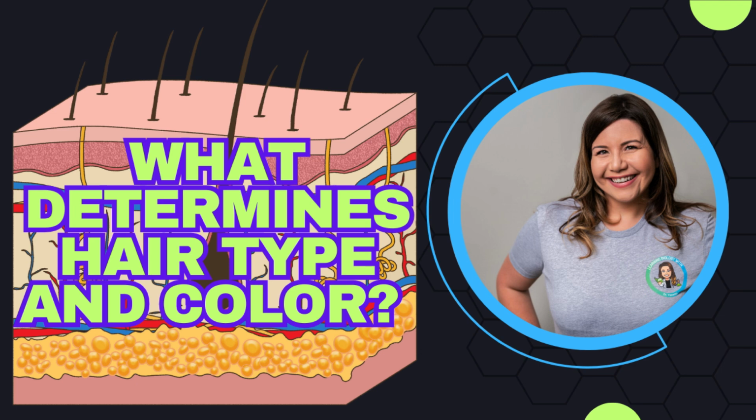In this lesson, we'll explore the structure of hair, the types of hair on the human body, the biological basis of hair texture, and the science behind hair color. Let's begin by looking at what hair actually is.